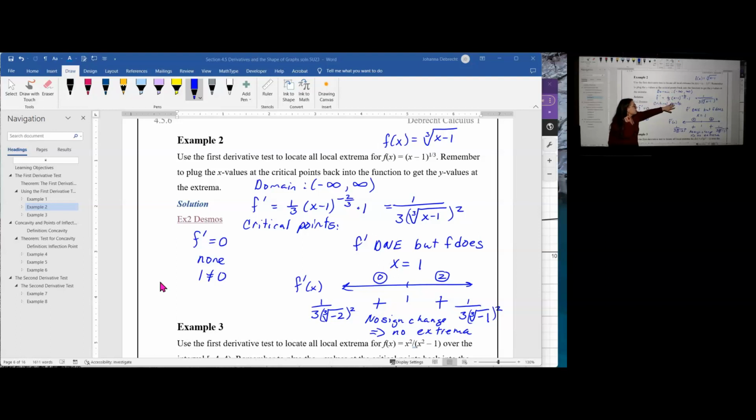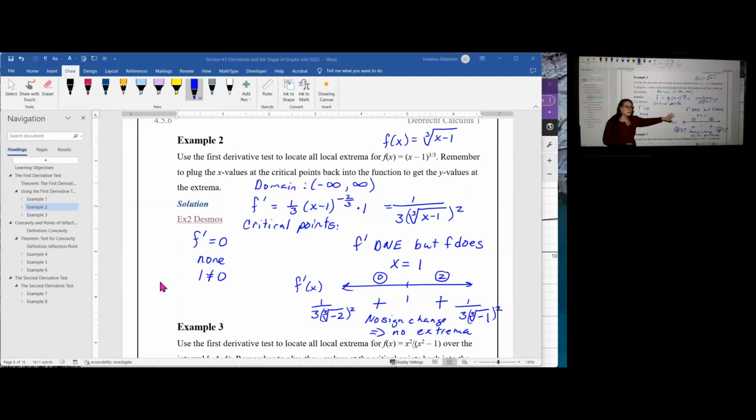1/3 comes to the front. I reduce the power by 1 to get negative 2/3 and multiply by the derivative of the inside, which is 1. This gives me 1 divided by the quantity 3 times the cube root of x minus 1 being squared. Remember that the numerator of the rational exponent represents a power like normal, and the denominator represents the index of the radical. Now I need to find the critical points.